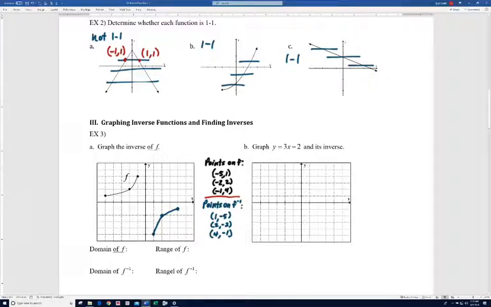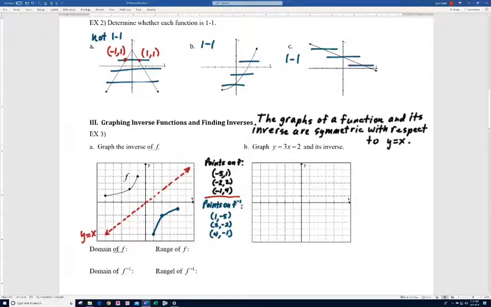And hopefully you can see that we have some symmetry here. In fact, it turns out that you're always going to have symmetry through this line here. Do you remember what that line is? That's y equals x. That was one of our basic functions. And so we have this general rule: the graphs of a function and its inverse are symmetric with respect to the line y equals x.